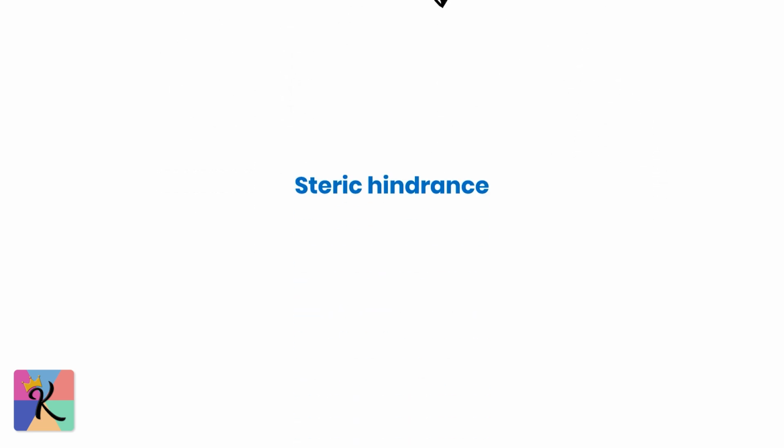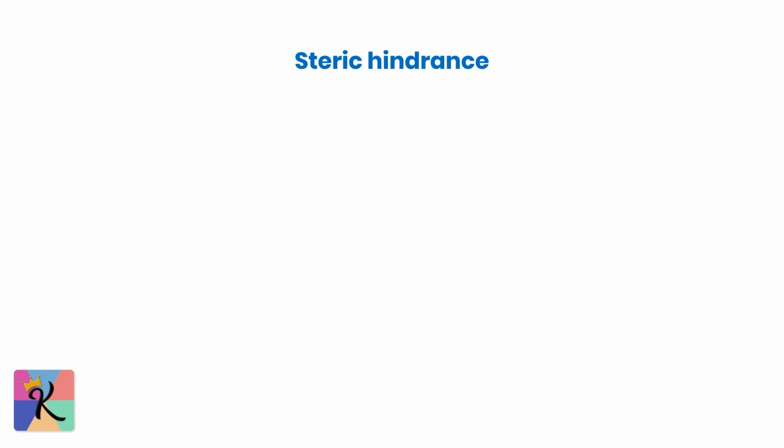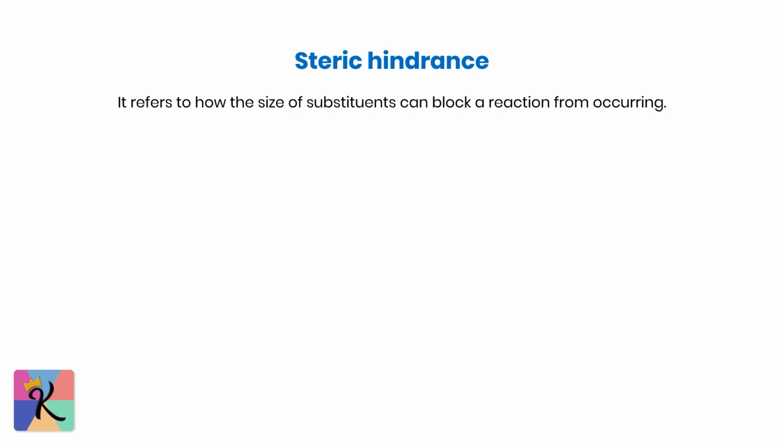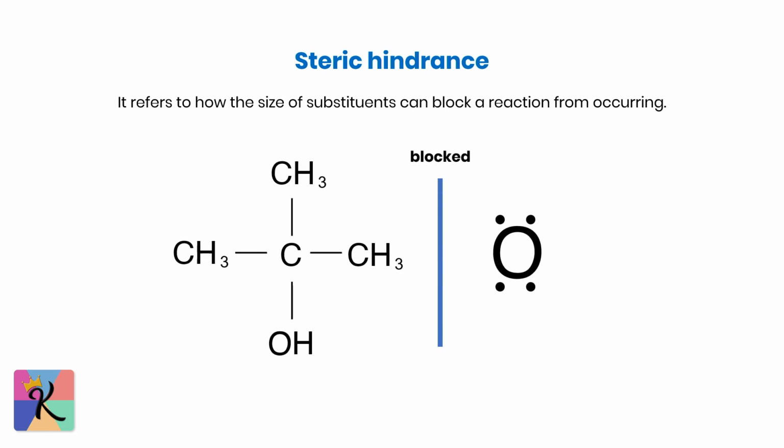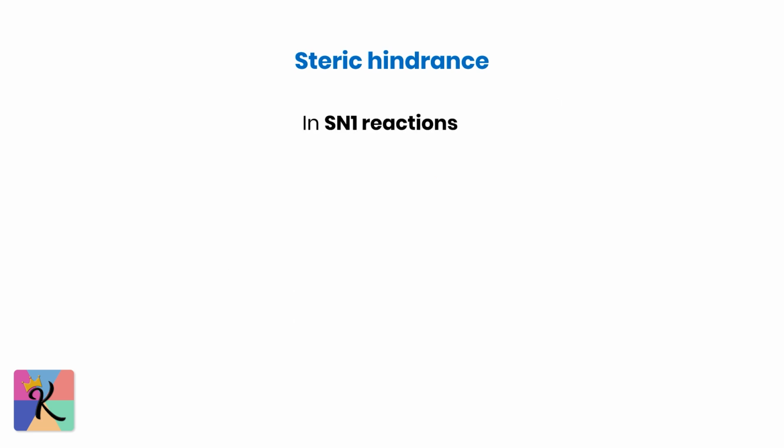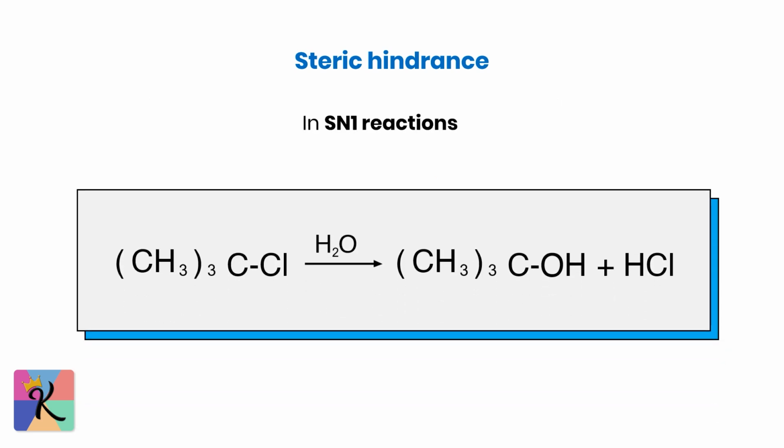Next up, let's talk about steric hindrance, which refers to how the size of substituents can block a reaction from occurring. For example, SN2 reactions won't happen at a tertiary carbon because the bulky groups around the carbon block the nucleophile from accessing the reaction site. However, we can use steric hindrance to our advantage. In SN1 reactions, a tertiary substrate is actually preferred because the bulky groups stabilize the intermediate carbocation.